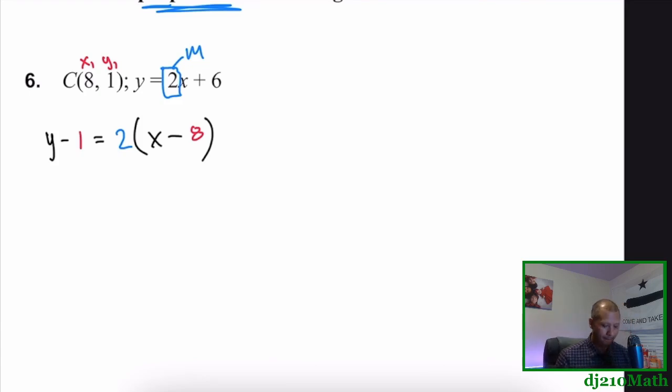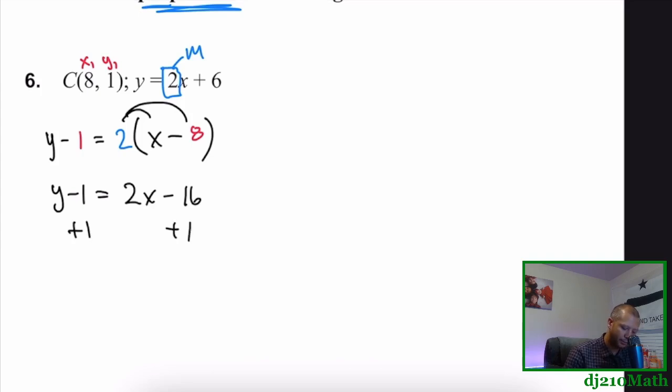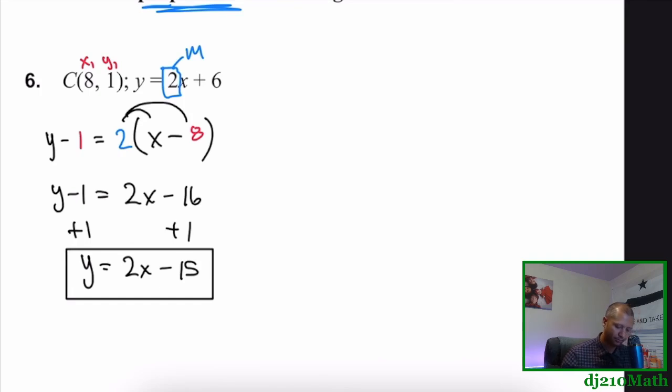All right. Let's distribute the 2. So y minus 1 is equal to 2x minus 16. When we add 1 to both sides, we get y is equal to 2x minus 15. That's parallel. Now, for the perpendicular one, we have to flip the slope. So the slope that I'm going to use is negative 1/2. The slope was positive, so it has to be negative now, and we flip it.